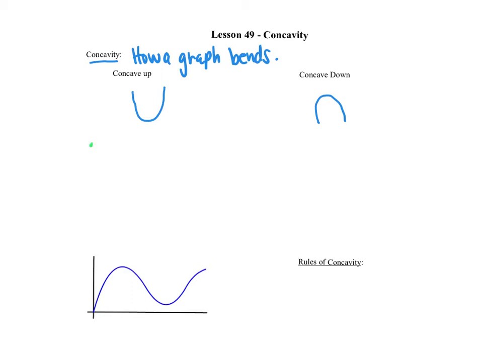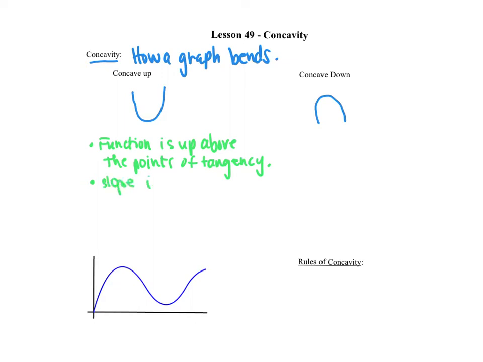Concave up. The reason it's called concave up is because the function is up above the point of tangency. And I'll show you what I mean by that in a second. Because remember, we're talking derivatives here and slope, so we're going to focus on that. And then, speaking of slope, the slope is increasing. So the two important ideas with concave up. So what that means is this: the function is up above the point of tangency.